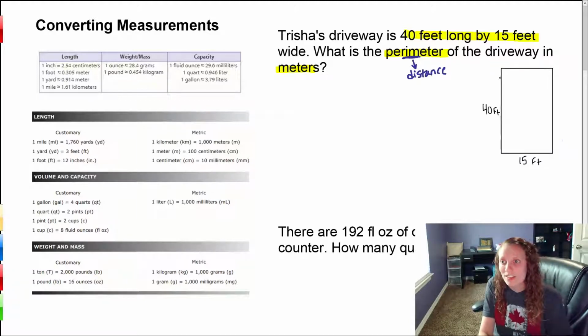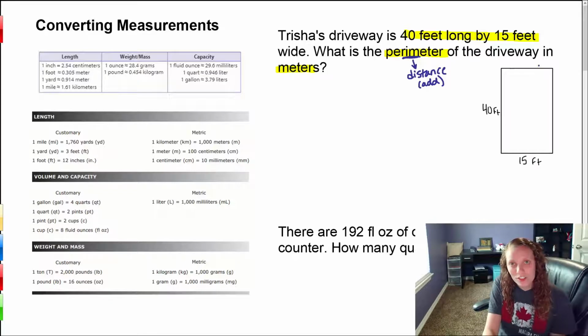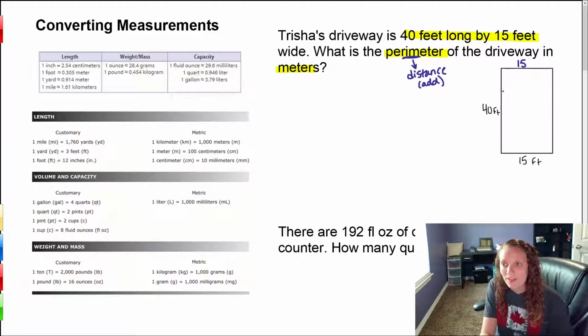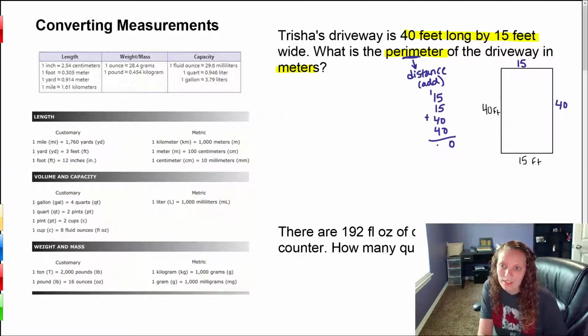So we're going to find the distance all the way around this rectangle, and remember that means to add all the sides. If this short side is 15, the short side across from it is the same, since this is a parallelogram. And if this is 40, so is this side here. So let's add two 15s with two 40s. 5 plus 5 is 10. 3 plus 8 is 11. So we know that we have 110 feet.